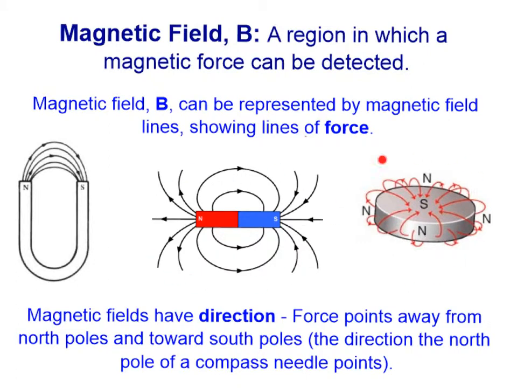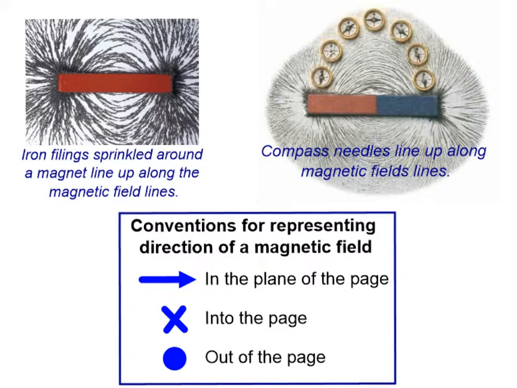Here are some examples of that. You can see that the magnetic field lines showing the lines of force are pointing away from north toward south in each of these situations. Here is a picture showing that if you sprinkle iron filings around a magnet, they will line up along the magnetic field lines. The field lines that are closest together are the strongest. Here is a picture showing how a compass needle does line up along magnetic field lines.